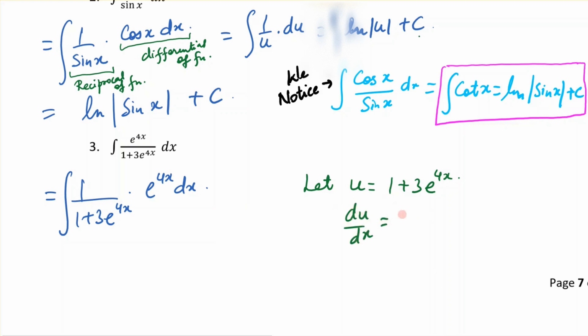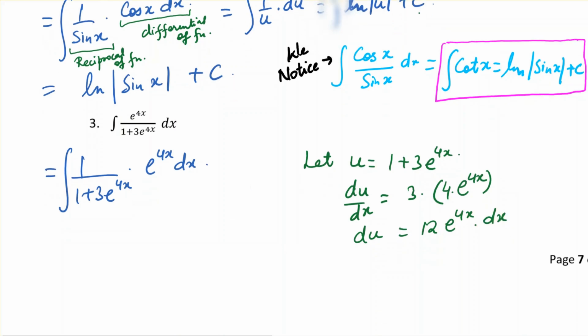The derivative of 1 is 0 with respect to x. Similarly, the derivative of e raised to power 4x would be e raised to power 4x, and by chain rule, the derivative of 4x is 4. So we got du is equal to 12 e raised to power 4x times dx.